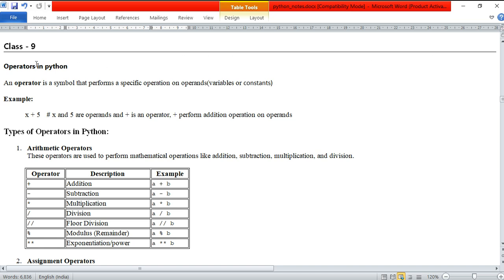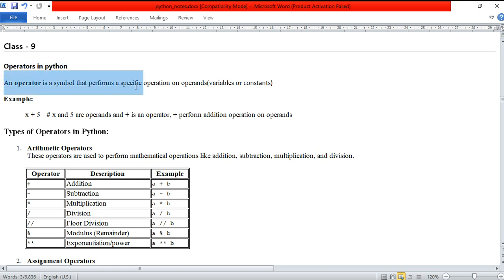In this class, we are going to understand about operators in Python. What is an operator? An operator is a symbol that performs a specific operation on operands. Operands can be either variables or constants. For example, we write one expression here, x plus 5.